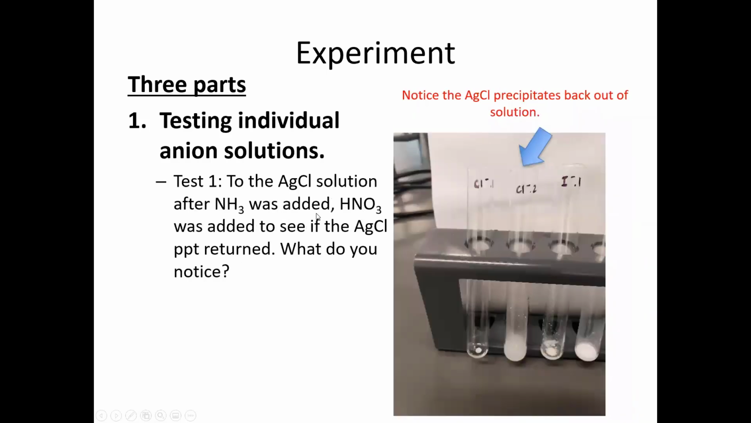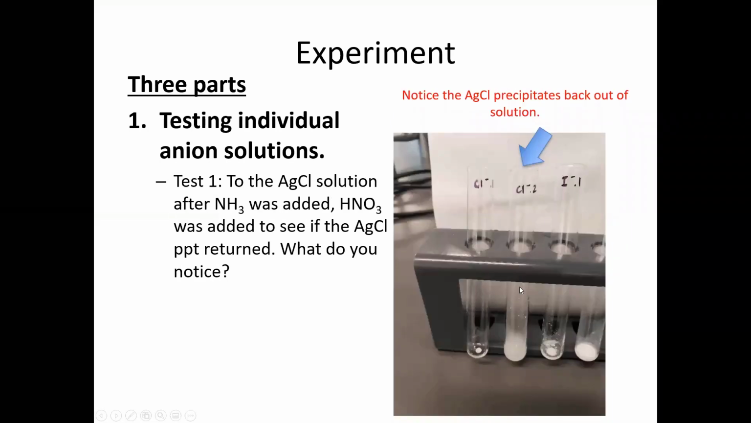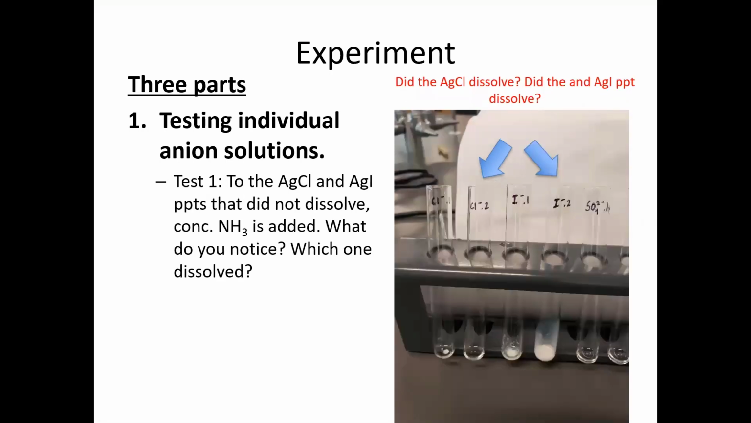Now, the next step is to add nitric acid into the test tube that just had the ammonia added. When we add the nitric acid into that test tube, remember it was clear for this one. After adding a little bit more nitric acid, the precipitate appears again. So what do you think happens in this couple of steps?